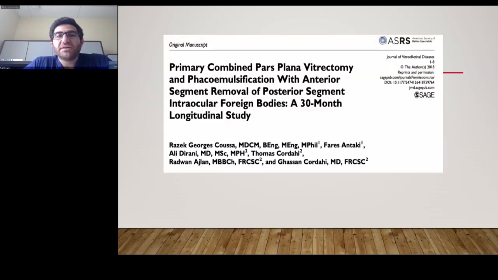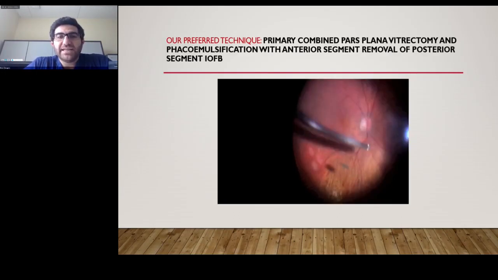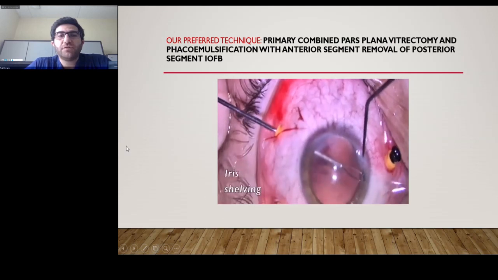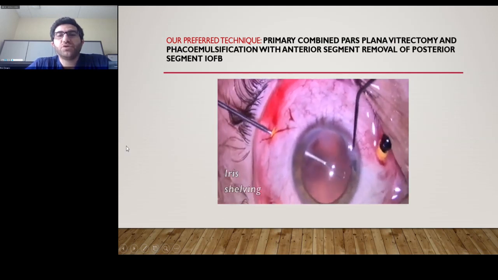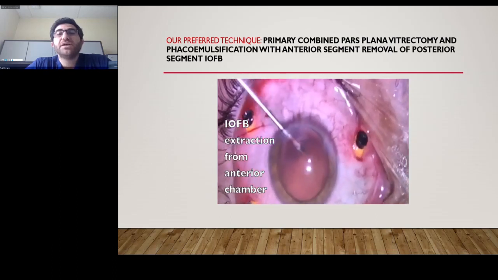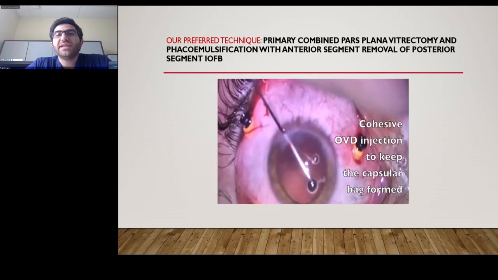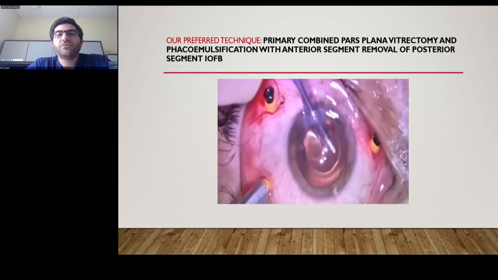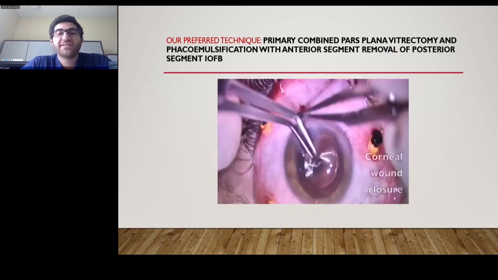Usually patients are young and it's a kind of clear lens extraction. Then we remove the intraocular foreign body. We do posterior capsulotomy and we pass the intraocular foreign body through the capsulotomy. We put it on the iris and then we remove the foreign body through the corneal incision. This technique is very interesting when we have a big intraocular foreign body. We don't have to enlarge the sclerotomy.